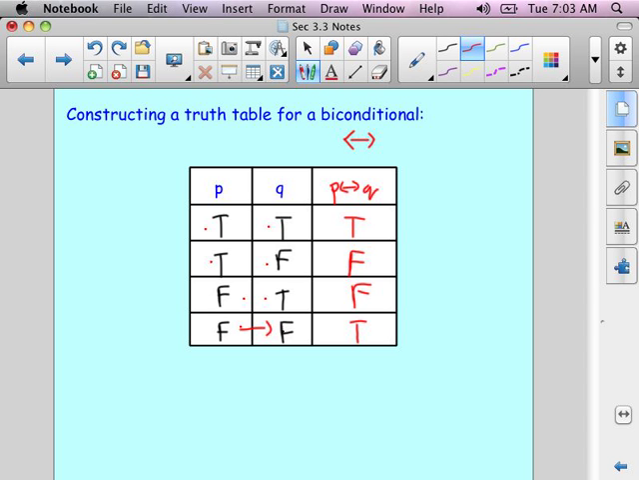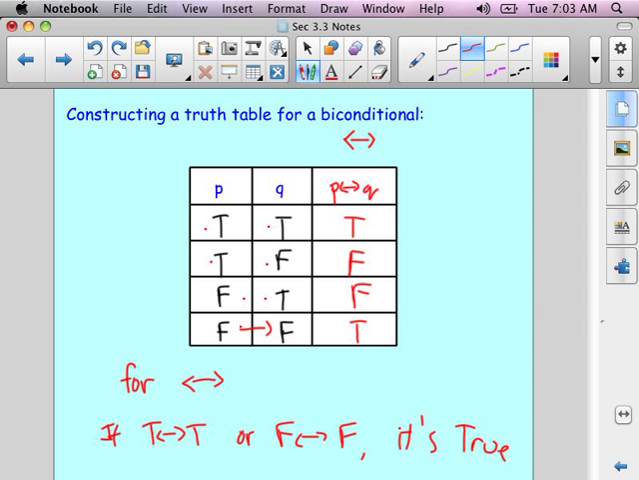Basically, our rule for the biconditional symbol is that if they match, you put true. So if you have true if and only if true, or false if and only if false, the statement is going to be true. That's a little bit of a wordy way of putting it. Basically, they need to match to put true. That's our basic idea with our second two symbols in this section.